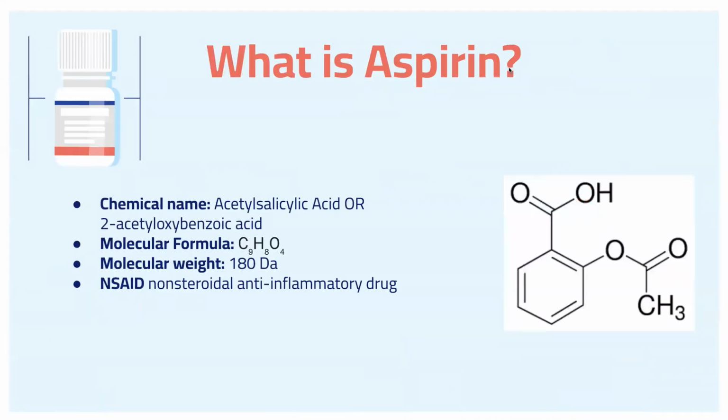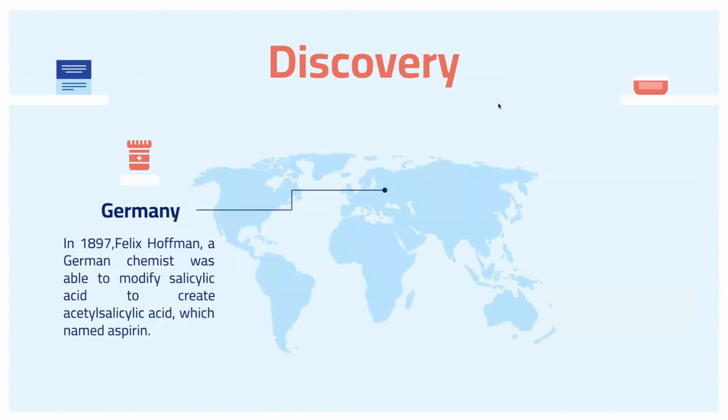In my presentation, I will start by questioning who didn't hear about aspirin in everyday life. Its chemical name is acetylsalicylic acid, which is one of the most common synthesized medicines. The molecular formula of it is C9H8O4, and the molecular weight is 180 Dalton, and it is considered an NSAID, which is a non-steroidal anti-inflammatory drug.